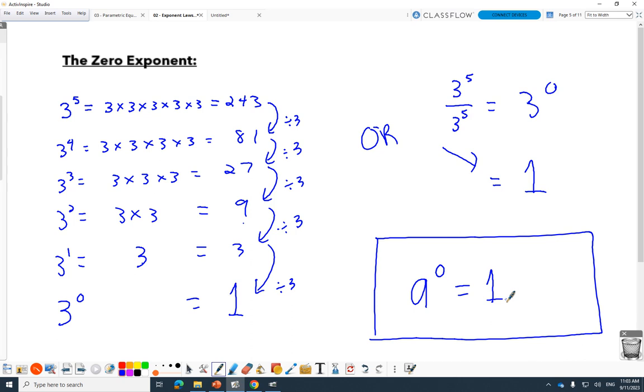Now, you don't even have to write this down if you don't want, but I'll write it down because technically this only works if A is not 0. Then it would be 0 to the 0, and what the heck could that mean? We'll just leave 0 to the 0 on the shelf for a bit, and we'll get back to it a little bit later.